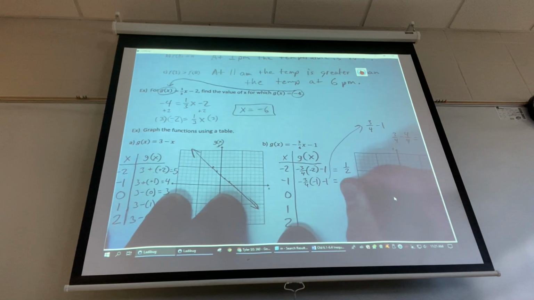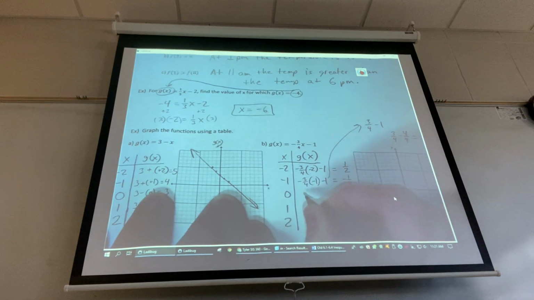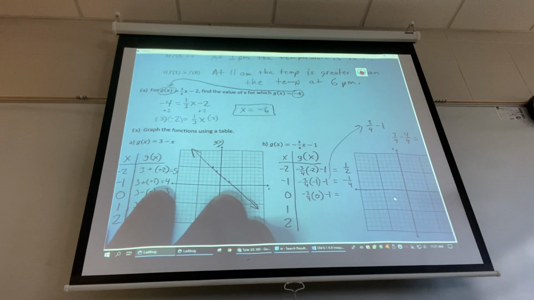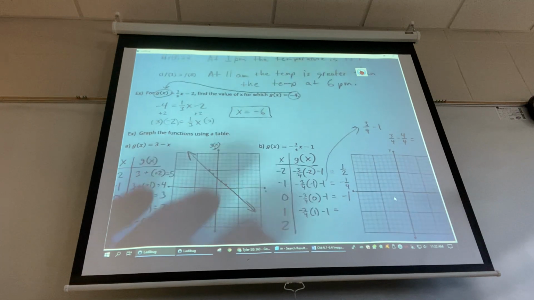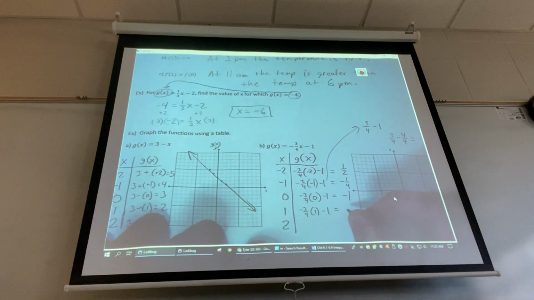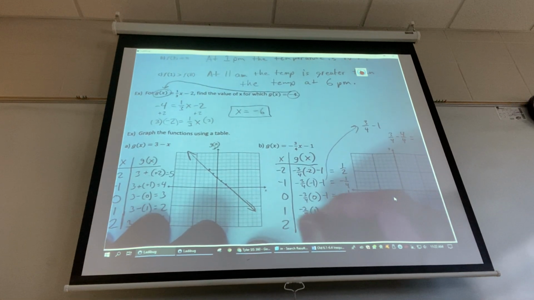Wouldn't zero be -1? Let's find out. -3/4 times 0. 0, so it's -1. Let's do -3/4 times 1. Negative, minus 1. Negative 1 3/4. You got it. Yeah, that's how I would do it, is just think of it as -3/4, and then if you've got minus 1, it's going to be even more negative, isn't it?